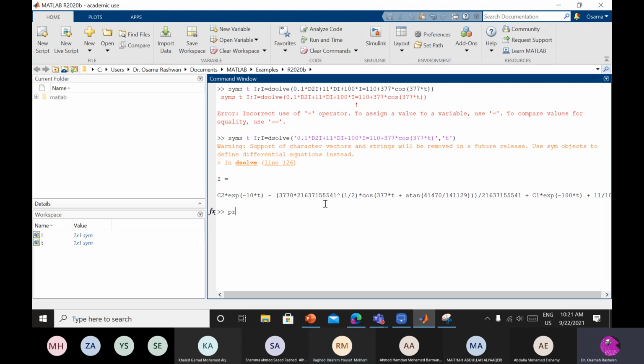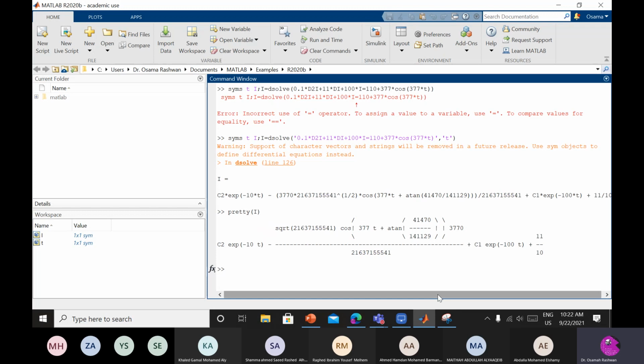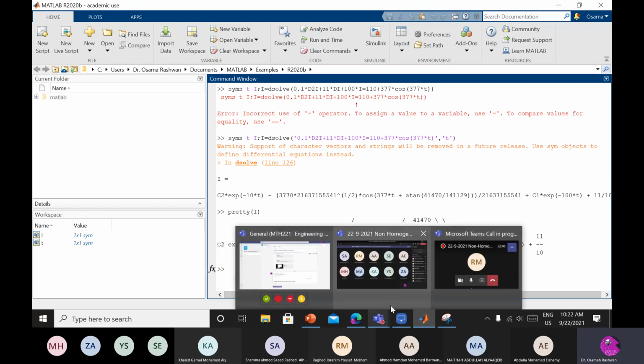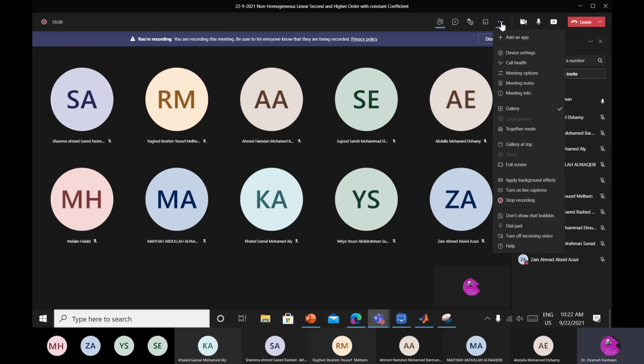I can use the pretty command to make a pretty display for the result. I call the result I before writing the command. So pretty I, and I have this solution, right? Easy. So even if you cannot solve it by hand, if you forget how to solve it theoretically, you can solve it by Matlab. Okay. So I finished my turn. This is your turn now.